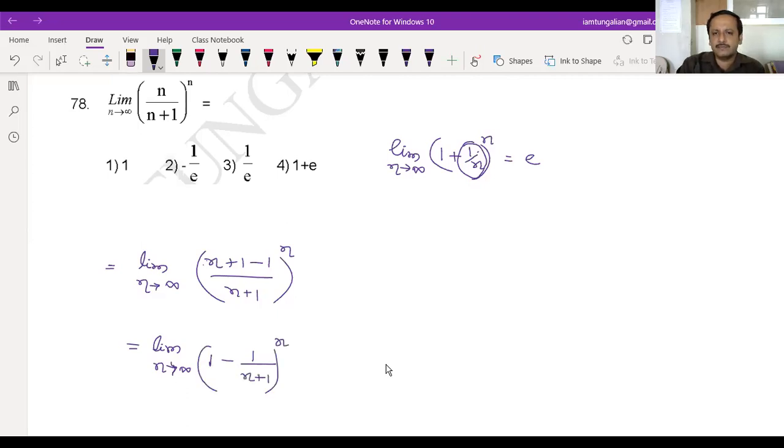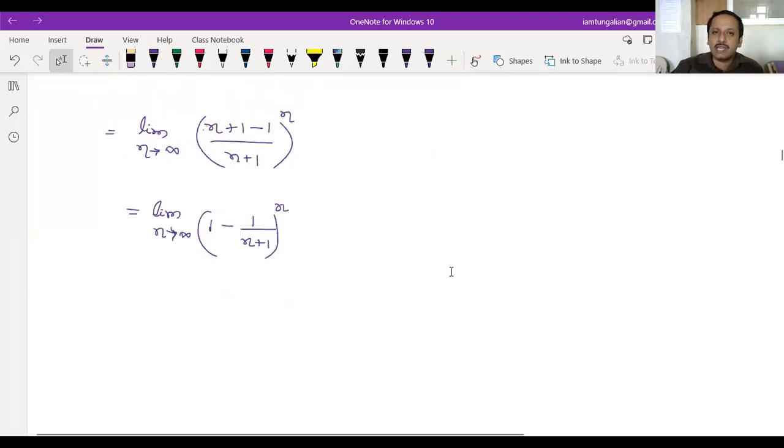n. Now you see, I have told you that if you have 1 by n, then the power should be n. Its reciprocal should be there in the power. Here 1 plus 1 by n is there, so the reciprocal is n, then it will be e. Now here minus 1 by n plus 1 is there. Therefore, the power should be minus of n plus 1. In that way, we have to write that power. So for that, what adjustments should we make here? We want minus of n plus 1.